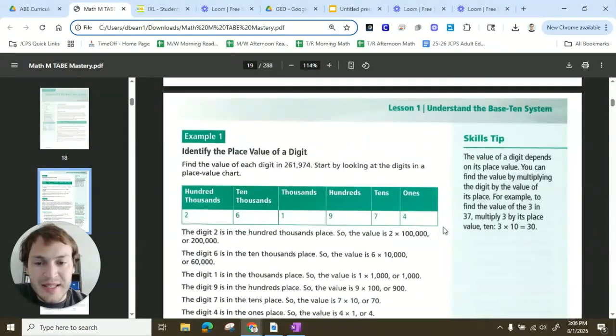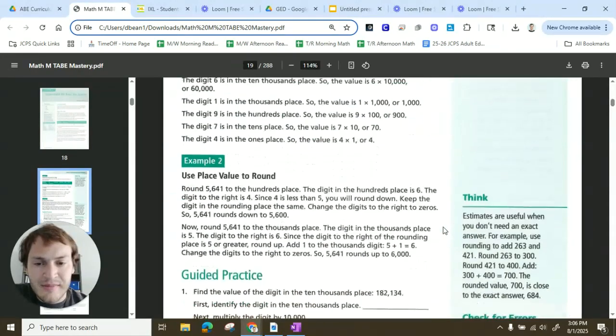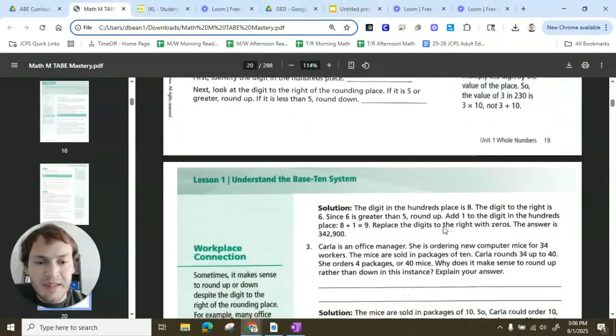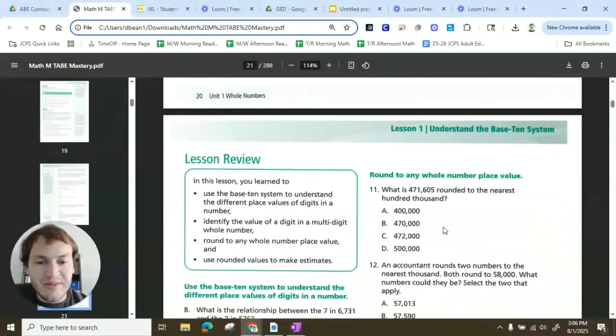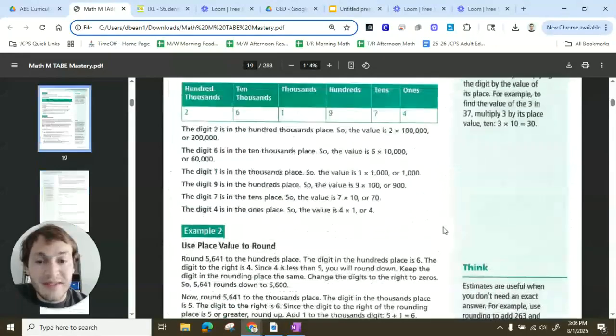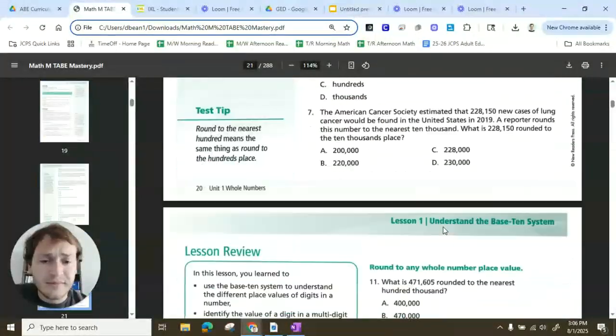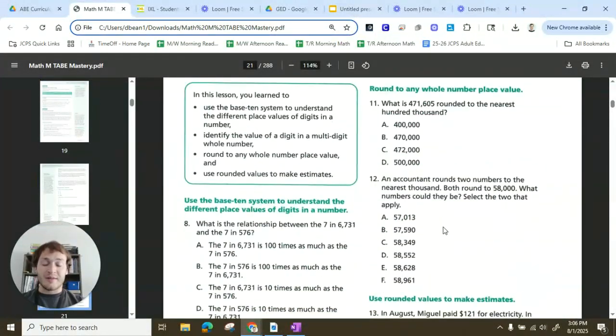I think that was it. So we completed the rest of this lesson in class. And then your homework is in Score Boost level M1, and it is lesson 1, which is understanding the base 10 system.